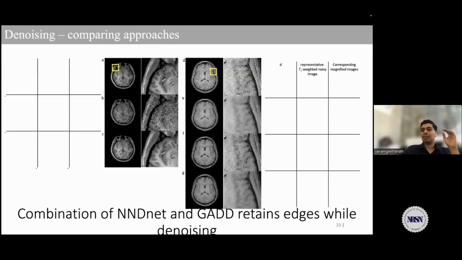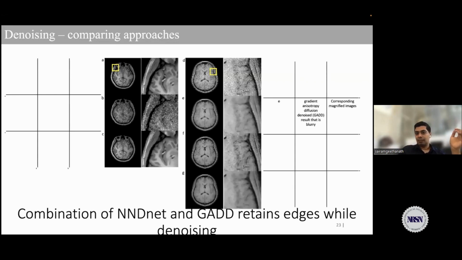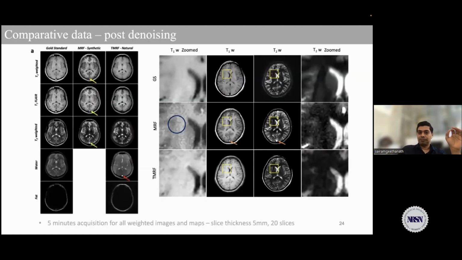On the right hand side, you see a real data set of T1 weighted data, where you can see the noisy image that we've picked out relative to the others. If you apply a state-of-the-art existing method called the gradient anisotropy diffusion method, you see the blurriness in these images. But when you actually apply the native noise denoising, it retains the structure, but you don't see the denoising level as much as the GAD filter. So we ended up combining the two to balance between information retainment and smoothness of the image.